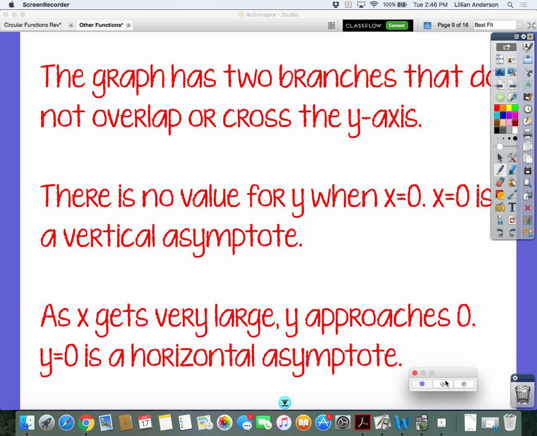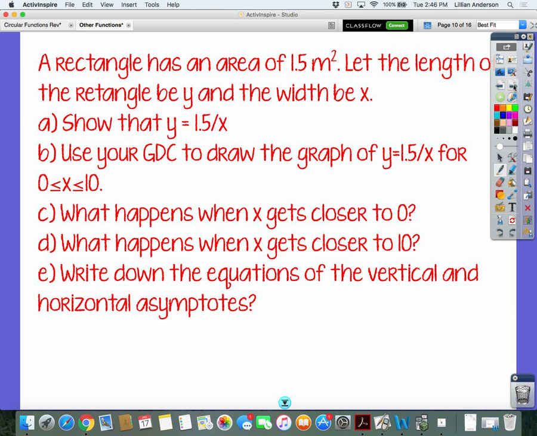So we're going to look at some examples. Okay, let's take a look at the very first one. All right. We have a rectangle. It has an area of 1.5 meters squared. Let the length of the rectangle be y and the width be x. Okay. There's no picture here, but sometimes I think a picture really does help. So let's draw a rectangle.